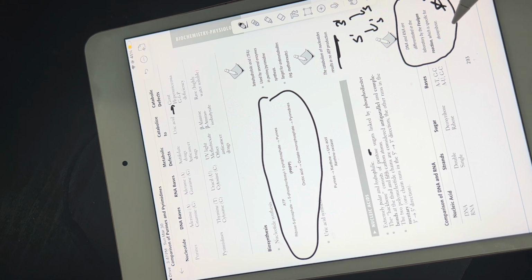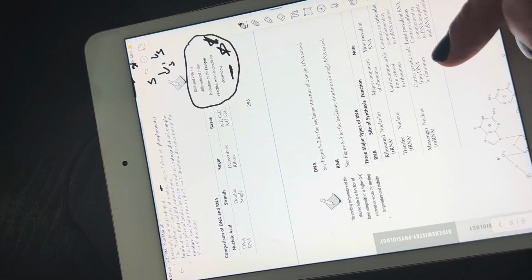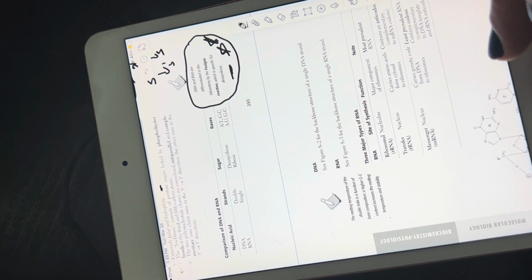In DNA and RNA, there is a reaction used to differentiate them, which is the Feulgen reaction. It's basically for deoxyribose. We test with this reaction so we can differentiate whether it's DNA or RNA. Let's move to the next one.